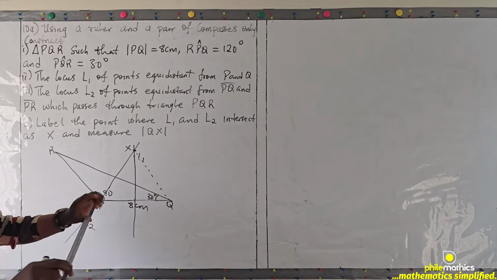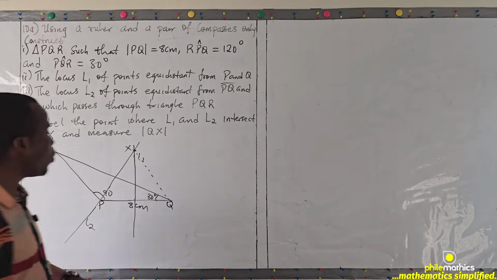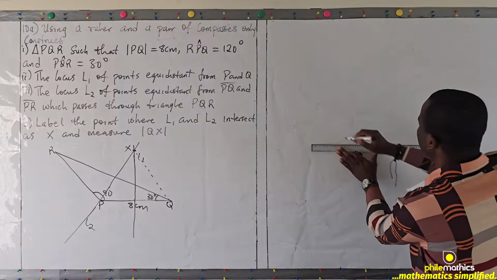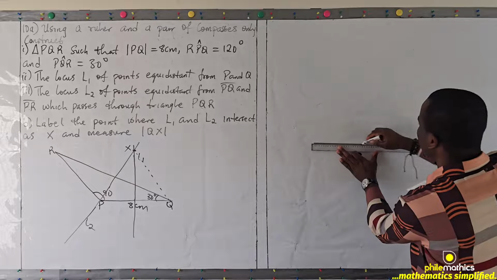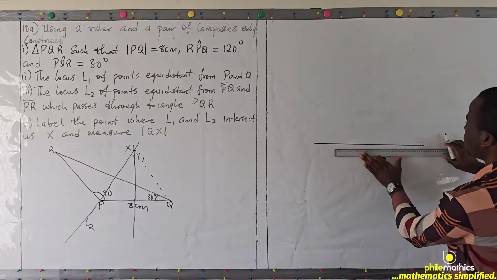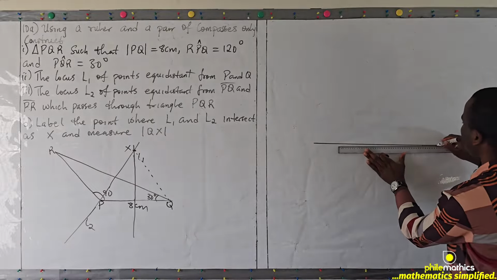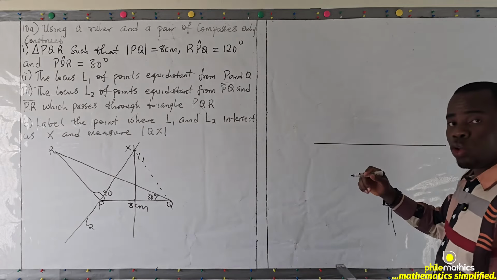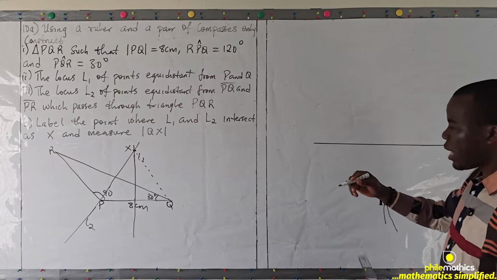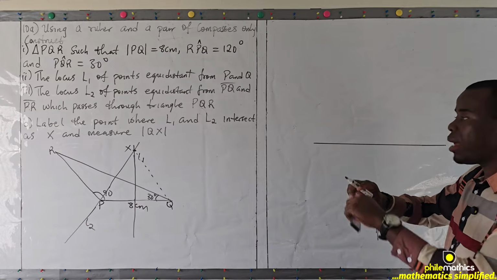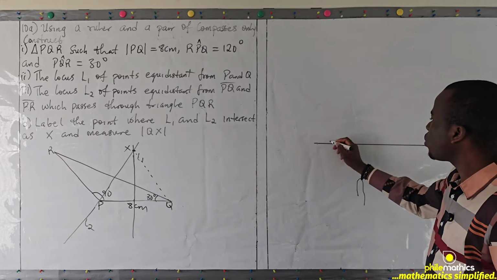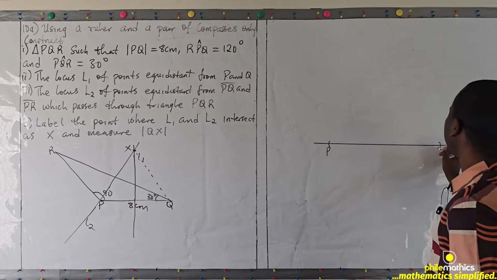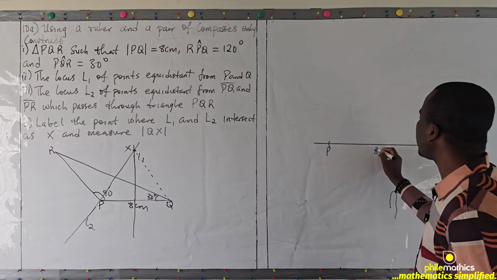So next we are going to be looking at this to construct. The first thing you want to do is to measure 8 cm from your ruler. How you do that is you draw a straight line, you use your pair of compasses and measure 8 cm on your ruler, and then cut. So this is P, this is Q, and this is 8 cm.